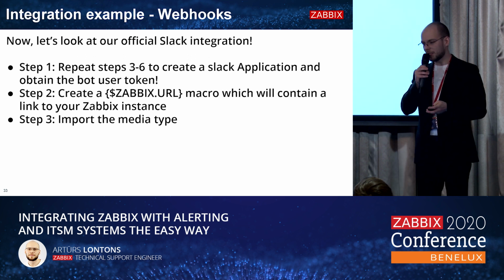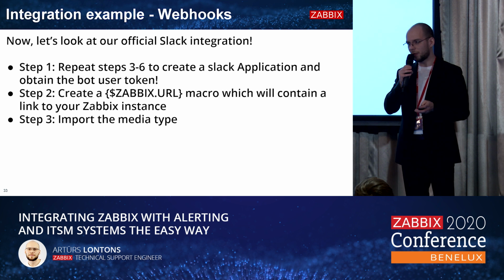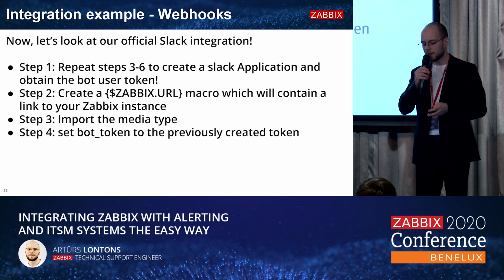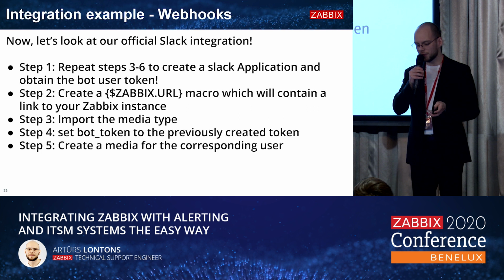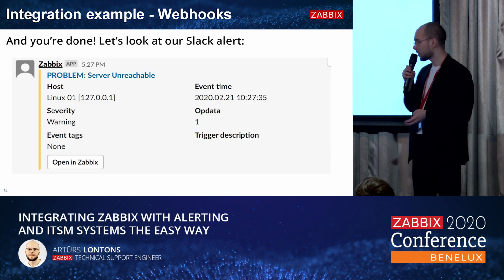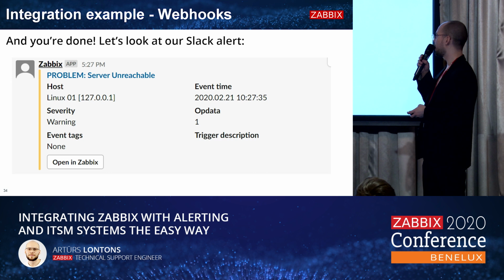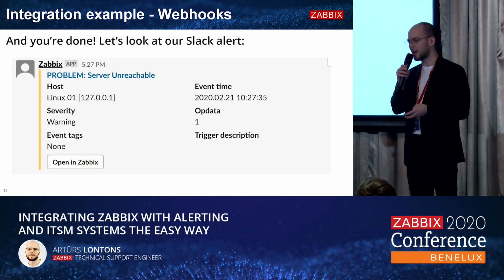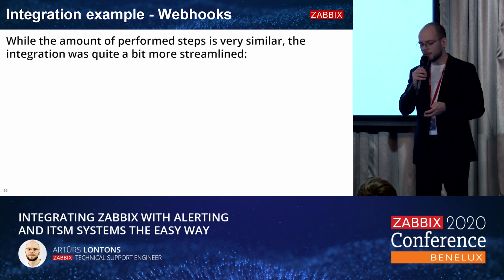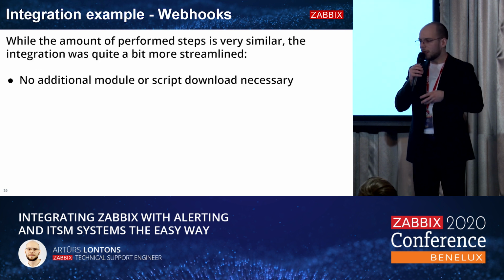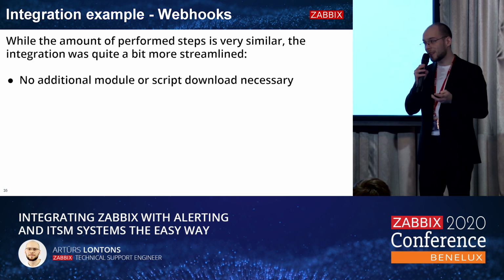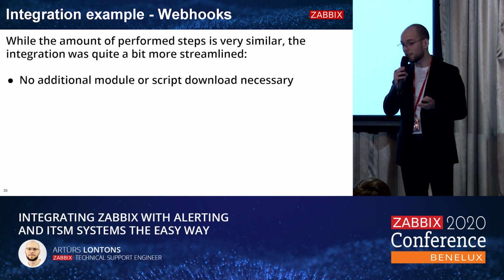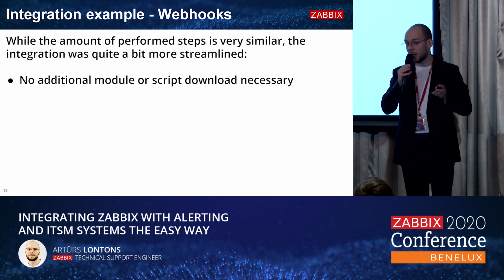I import the media type, or do not import it if I've installed 4.4 or higher version, just fresh from scratch. Then I set the bot token to the previously obtained bot token, create a media type for the user, and I'm done. I have my alerts over here. The link up top is clickable. It will navigate to my Zabbix instance, and that's it. Notice that I didn't do any additional module setup, any additional scripting, or anything like that outside of Zabbix. And that's the whole point, to make these centralized, to make these plug and play pretty much.